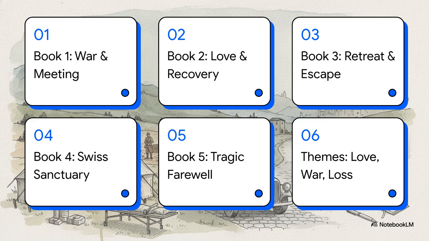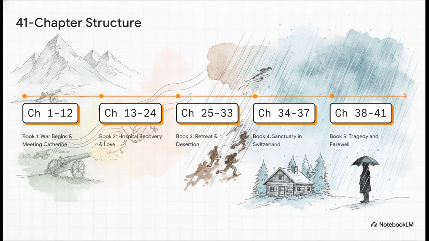This is basically our narrative map, breaking the entire novel down act by act. We've got Book 1, War and Meeting. Then Book 2, Love and Recovery. Book 3 takes us into Retreat and Escape. Book 4 is our Swiss Sanctuary. And finally, Book 5, Tragic Farewell. After we map all of that out, we'll wrap up by synthesizing the big overarching themes of love, war, and loss. And this timeline brilliantly illustrates how the narrative weight is distributed across those 41 chapters.